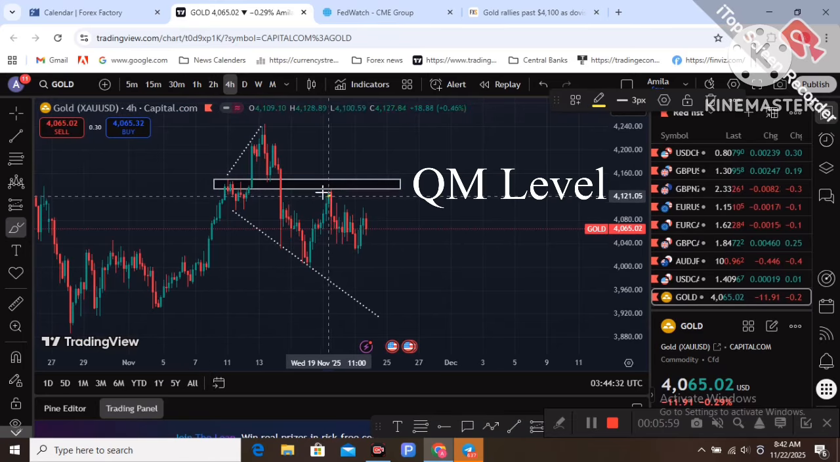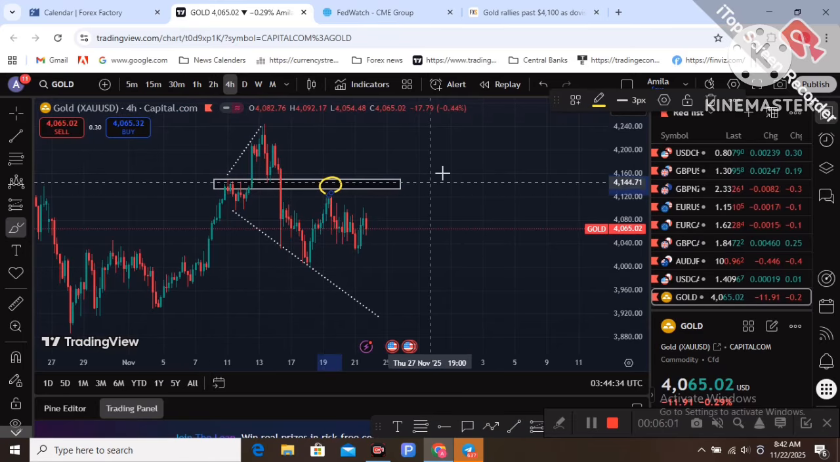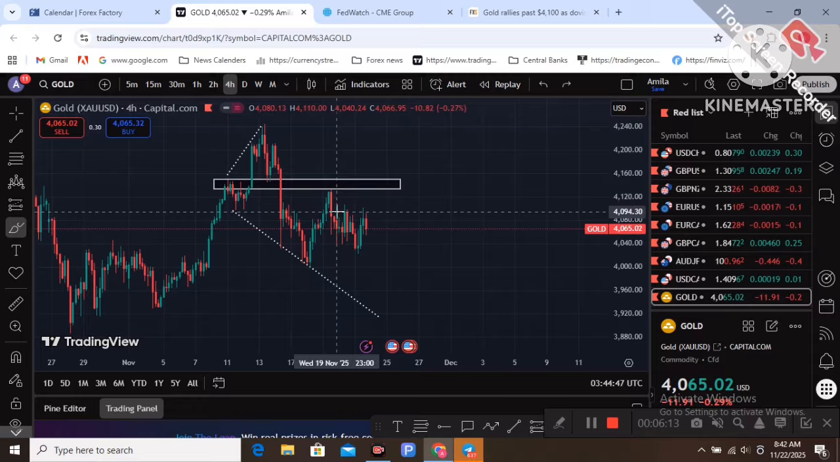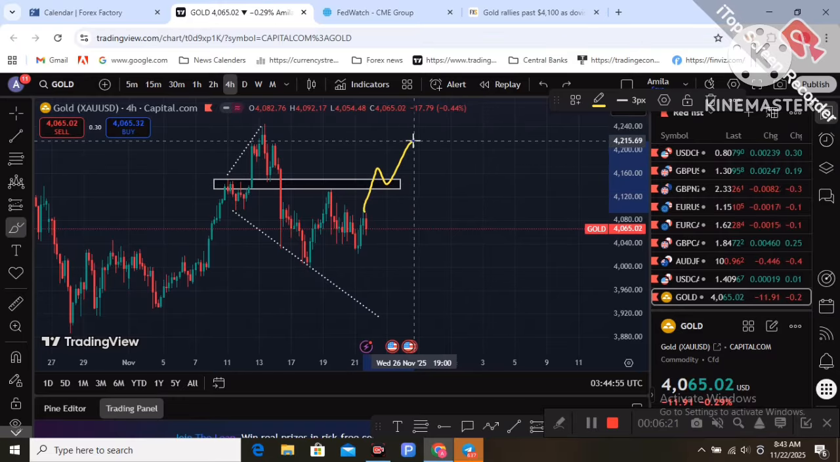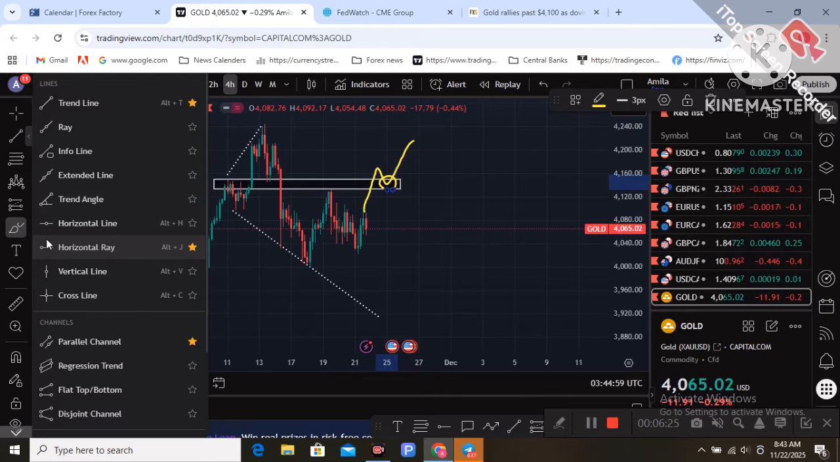So this is the QM sell level. Price reached this level and sold off from it last week. I mentioned this level in my last week's video. This is the Quasimodo sell point. Price can again reach and break out of this level. That's interesting, and you should prepare for a gold buy. That is the buy opportunity.